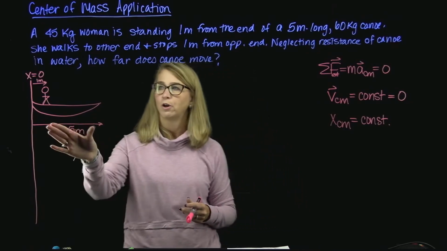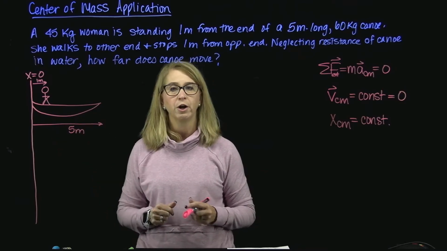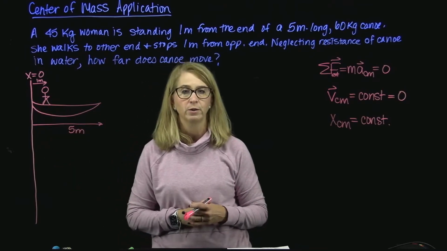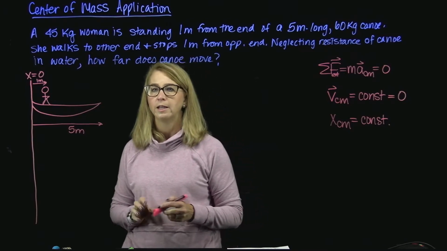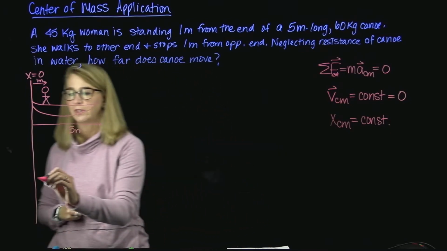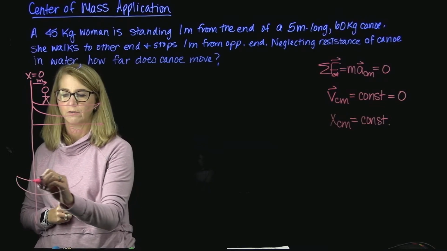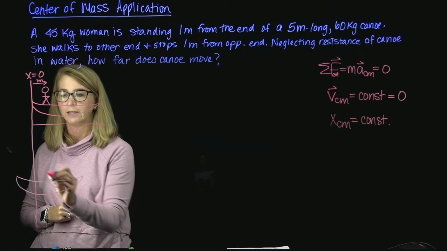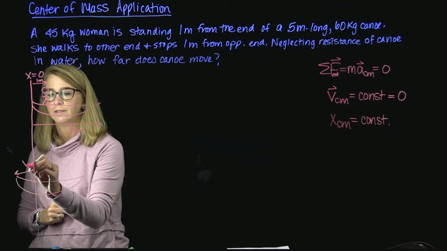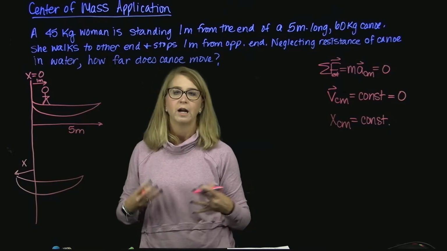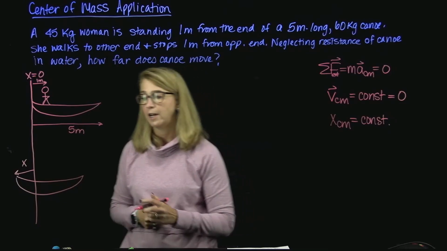So I already drew my initial scenario of what things look like, and I put the end of the canoe at my x equals 0. And now I'm going to imagine the canoe will move backward, so I'm going to sort of put it back like this. This is the distance that the canoe has moved. I'm not really sure how far that is. I'm going to figure that out.